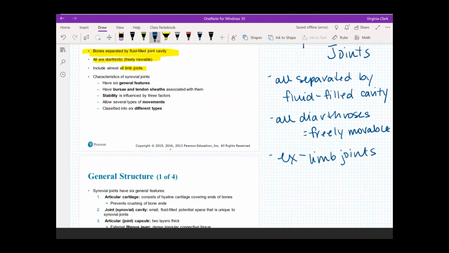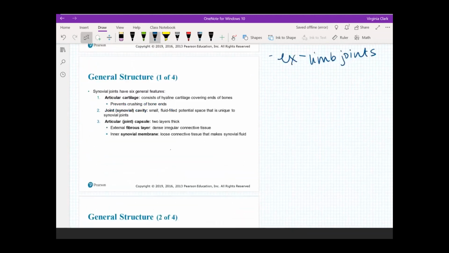And there are some general features that all synovial joints will have. So these 6 general features right here are what we're going to talk about in the next couple of slides. Now remember, all limb joints. There are going to be 6 general features to a synovial joint. Not a joint, but a synovial joint.